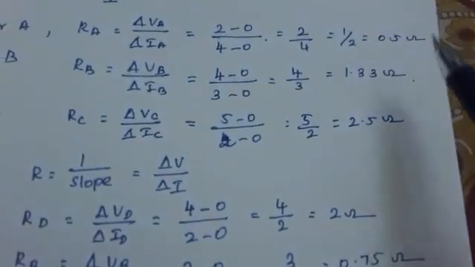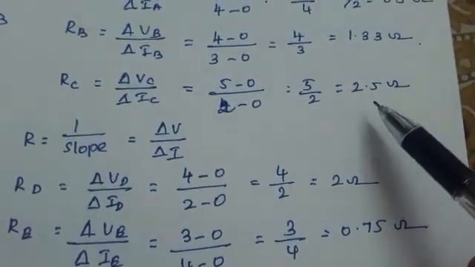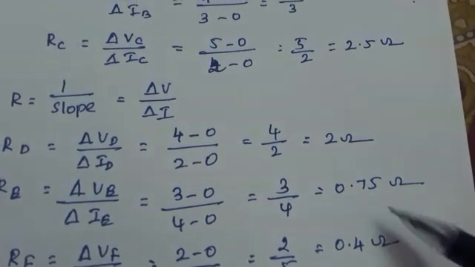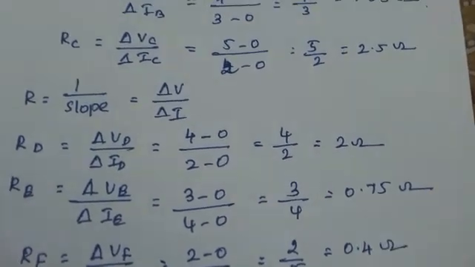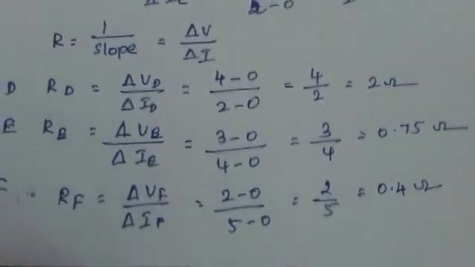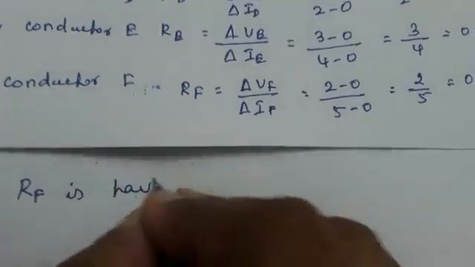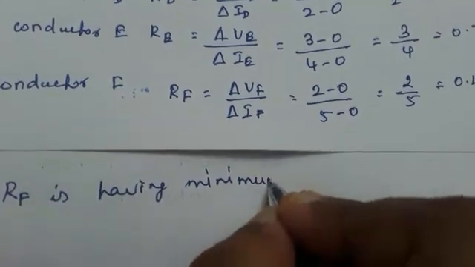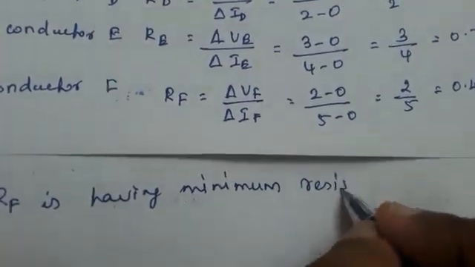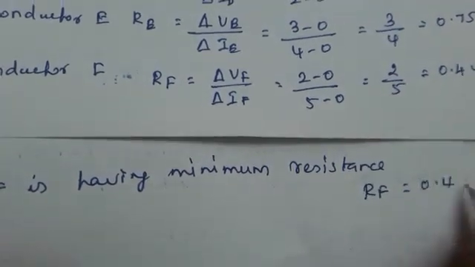Now we can find the minimum resistance. Here it is 0.5, 1.33, 2.5, 2.75, 0.4. Which one has the minimum resistance? This one. So what you can write: RF has the minimum resistance. The value of RF is 0.4 ohm.